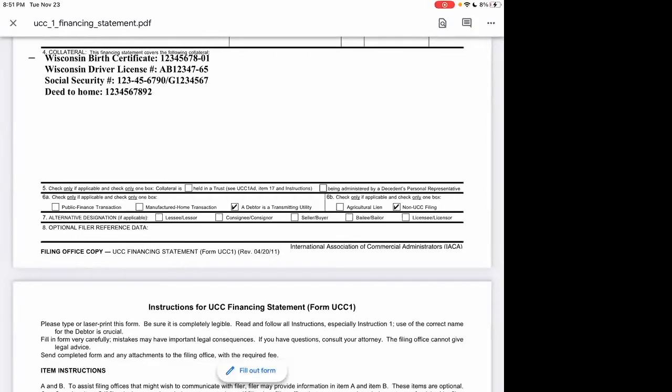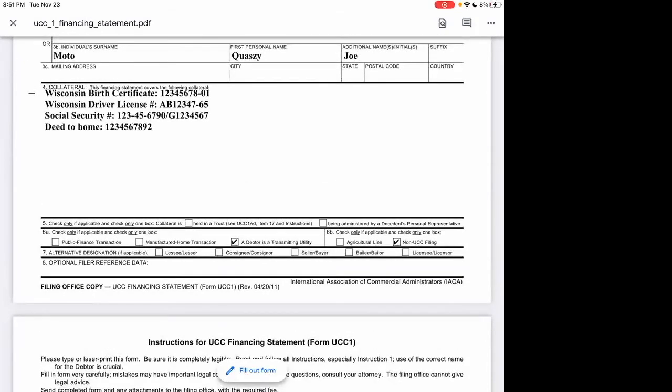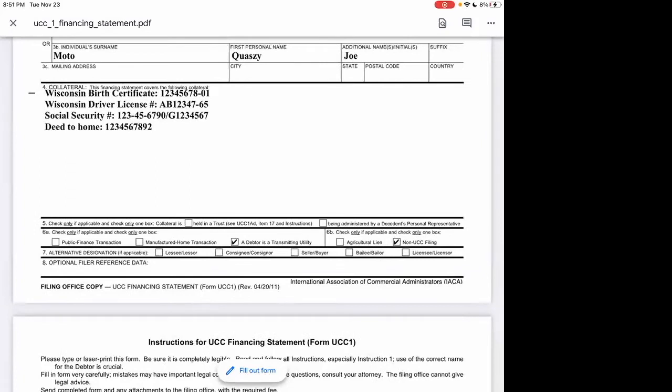Check only if applicable, and check only one box. And then it explains collateral is held in trust. See UCC 1AD, item 17 in instructions, or being administered by decedent's personal representative. If you have a power of attorney on file for your, technically speaking, estate, then that's what you'd be using it for. So which one are you going to do?